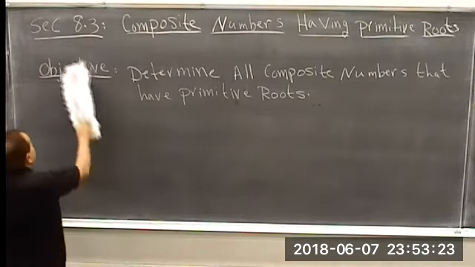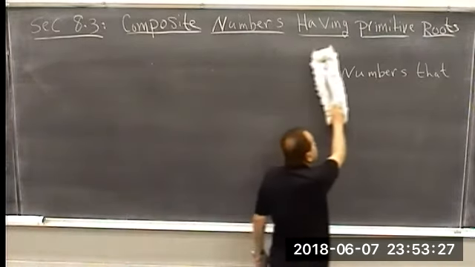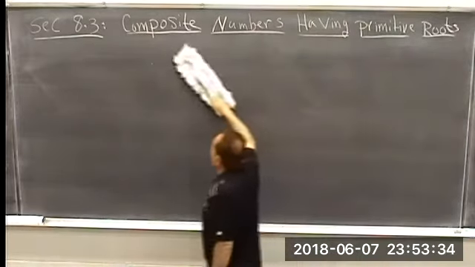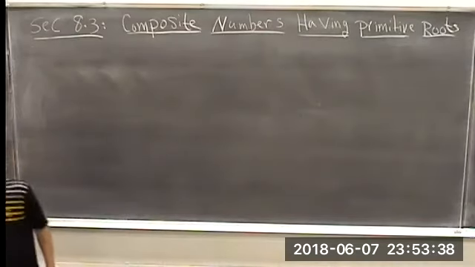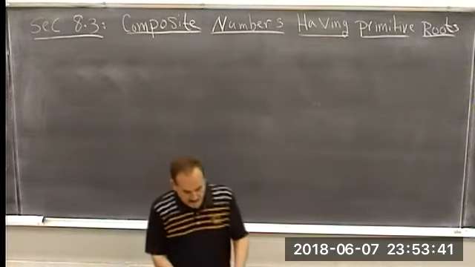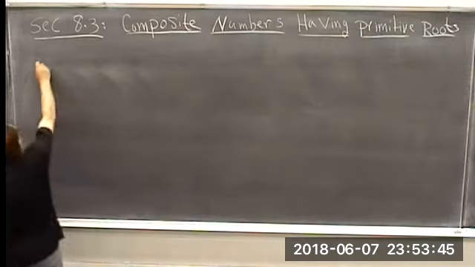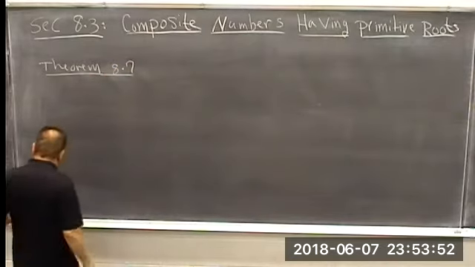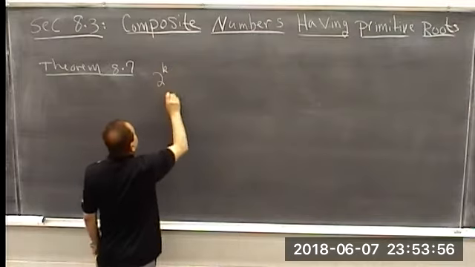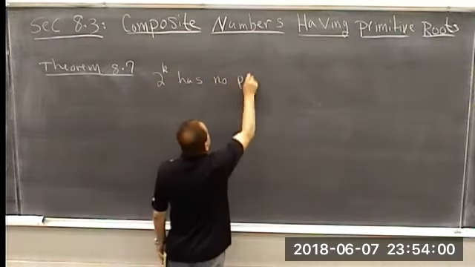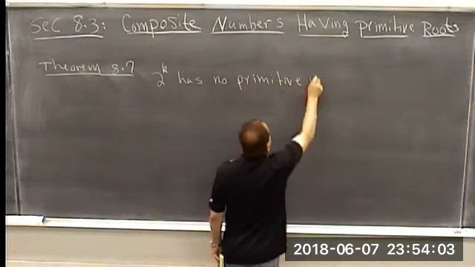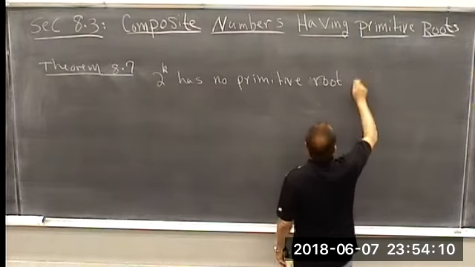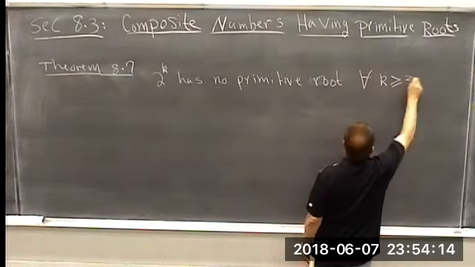All right, so we're going to start with the first type, that there are some numbers that don't have primitive roots. In particular, all powers of 2 where the exponent is bigger than or equal to 3. All right? So here it is. This is Theorem 8.7, and it reads like this: 2 to the k has no primitive root for every k bigger than or equal to 3.